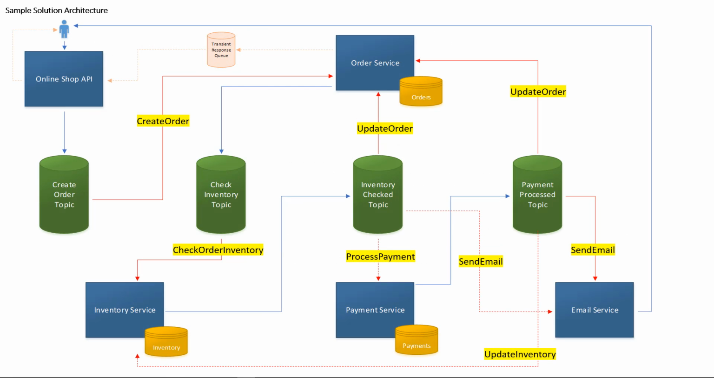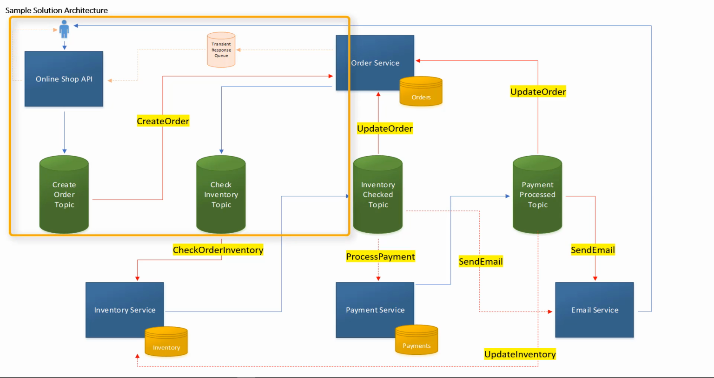Before we look at the rest of the functions, let's take a look at where we are in the process. We have called the online shop API from the client app and we initiated an order. The online shop API endpoint has inserted a message in the create order topic, and our order service, which is an Azure function, has been listening to that topic. It picked up the message and recorded the data in the orders table, and then it inserted the message into the check inventory topic.